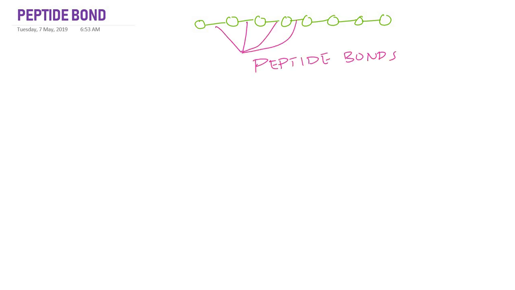So these are all amino acids. Maybe imagine this is glycine, this is phenylalanine, this is cysteine. So these are all amino acids, and these amino acids are joined together by a bond. This bond between two amino acids is called the peptide bond. This peptide bond is an amide bond, and it is a covalent bond. It is a strong bond.